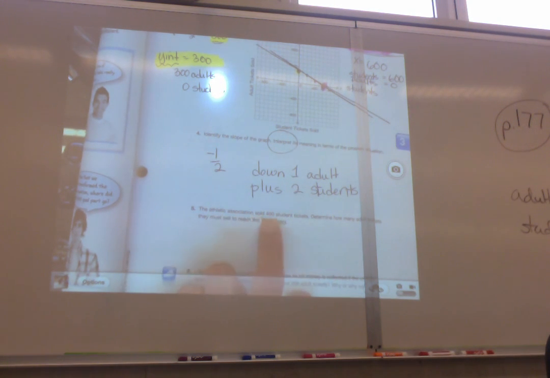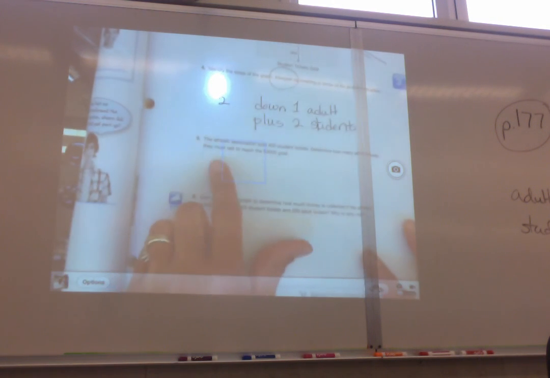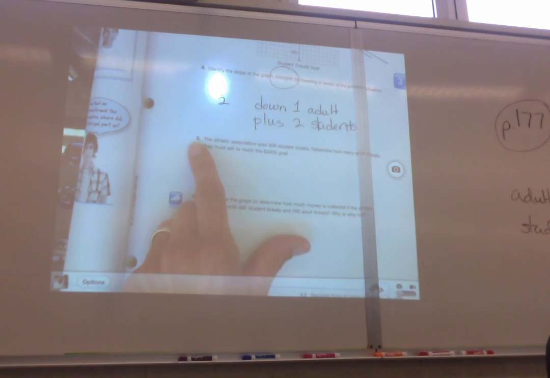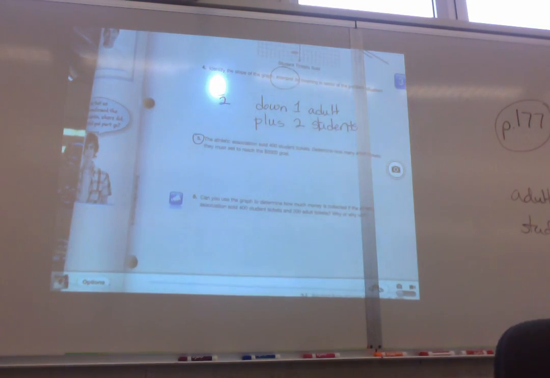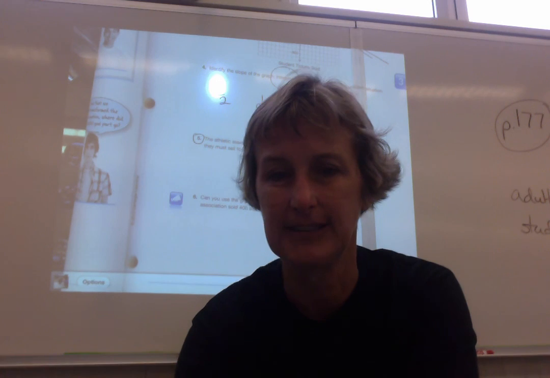Let's take a look at number 5. You go ahead right now. Work at number 5 at your table. I'm going to walk around. Talk to the people at your table, please.